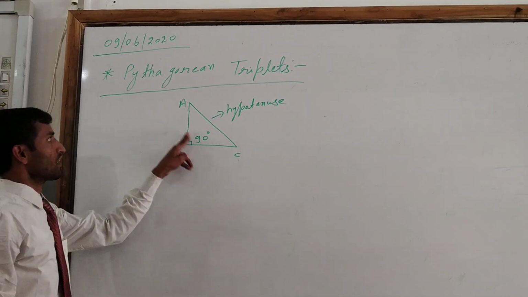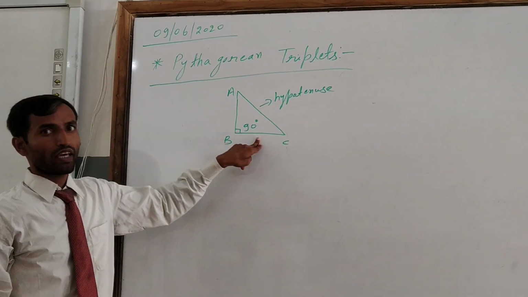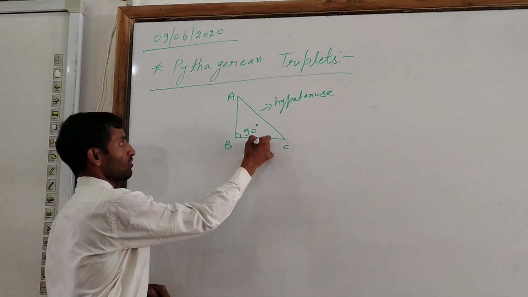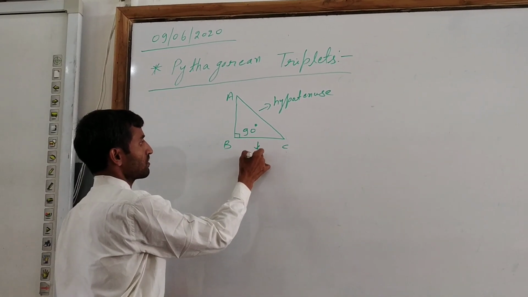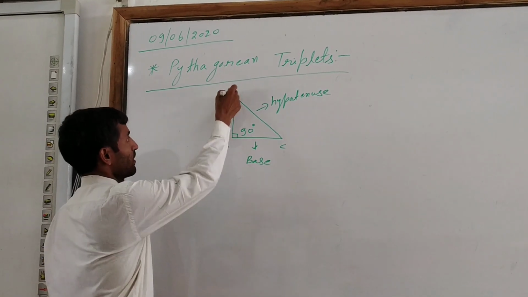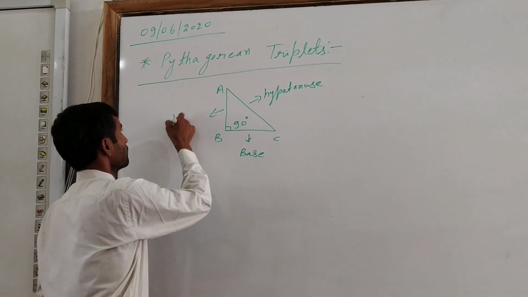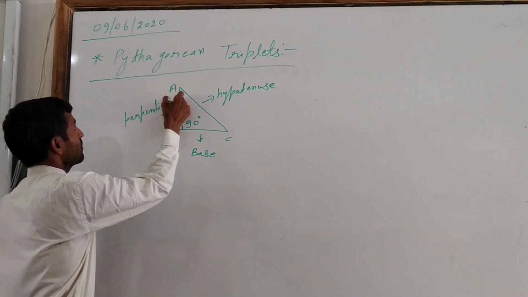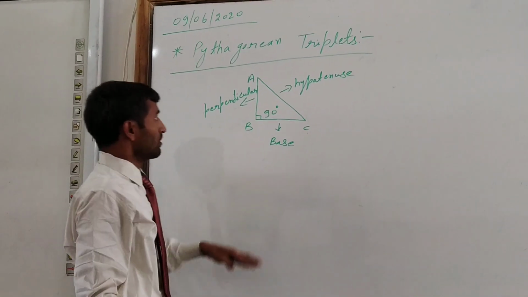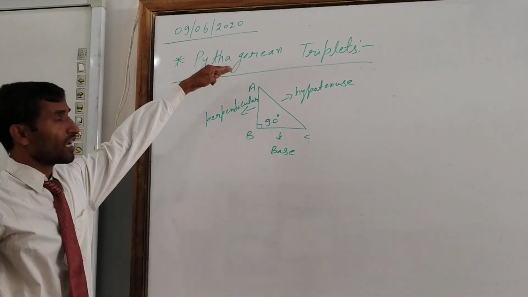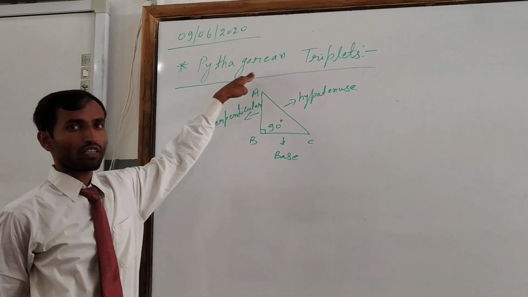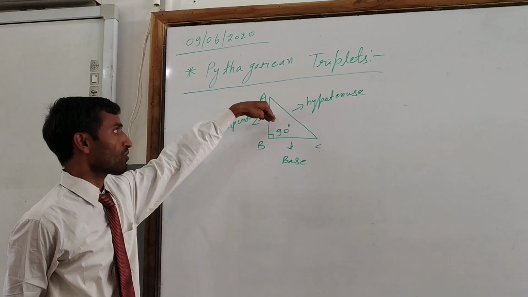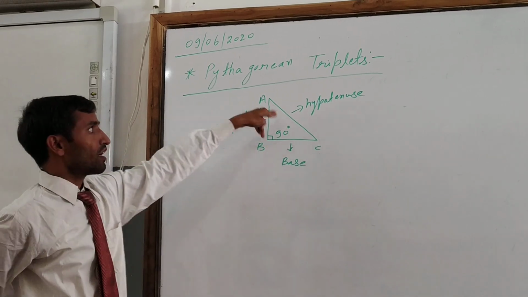And there are two other sides. Either this one is the base and this one is the perpendicular. We can say BC is called the base and AB will be the perpendicular. Pythagoras is the name of a mathematician. He gave this triplet and this formula for a right triangle.